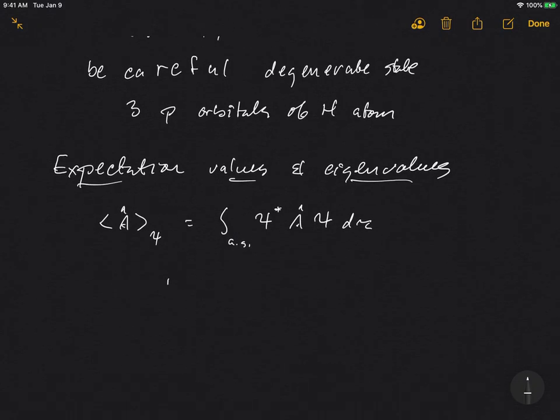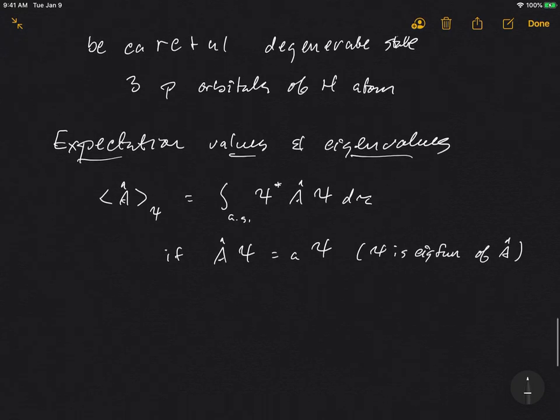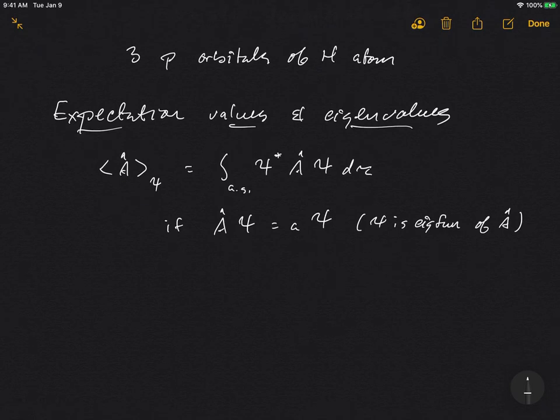Okay, and then if A psi is equal to a constant times psi, in other words, if psi is an eigenfunction of A, I skipped the en, eigenfunction, oh well. A little shorthand that I use. Some of these words get kind of long.